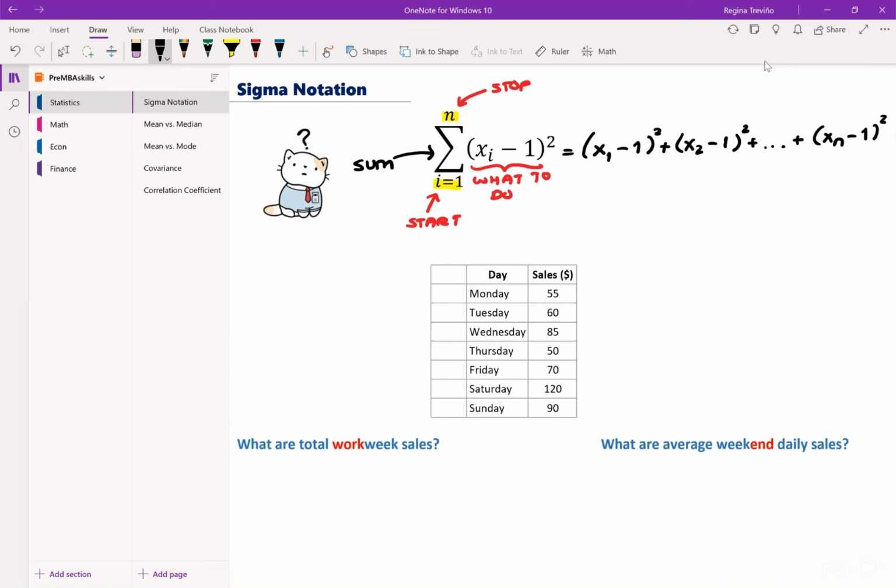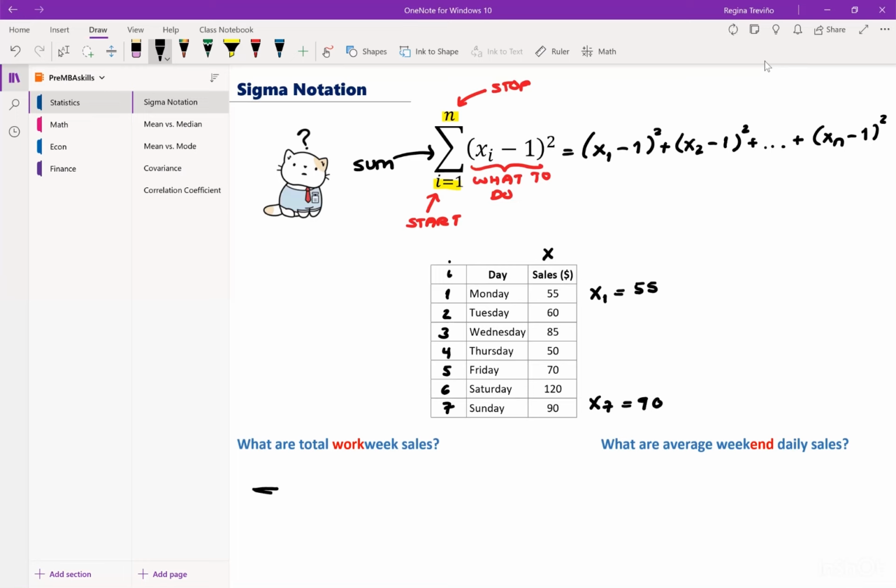All right, let's look at an example. Let x be daily sales and assume that you're given the information for 7 days. So the index is going to go from i equals 1 to 7. This tells you, for example, that x1 is 55 and x7 is 90, just looking at the table, right?